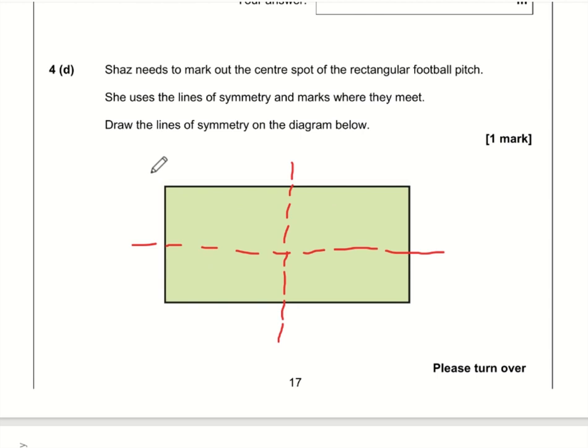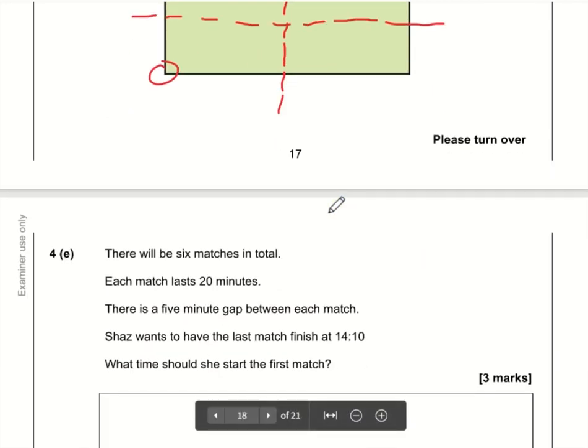Don't be fooled into thinking that the diagonals are lines of symmetry. They are the lines of symmetry if this is a square. But if this is a rectangle and we draw in a line of symmetry and try and fold along here, this corner here does not sit on this corner here. This corner will sit up here somewhere. So there's only two lines of symmetry, horizontally and vertically.